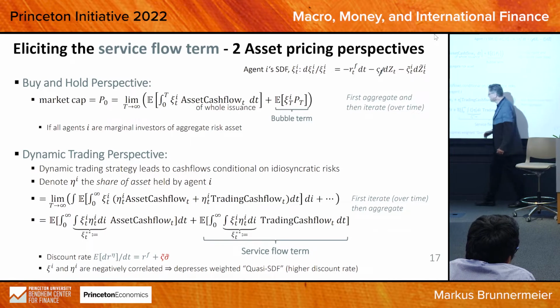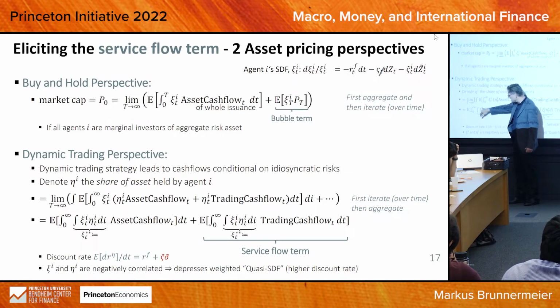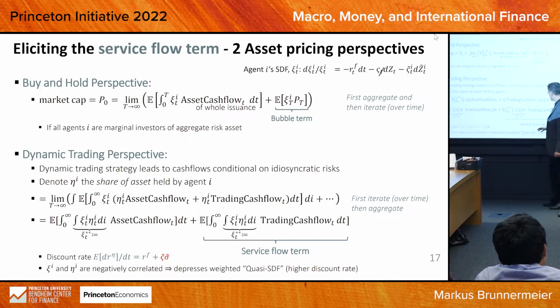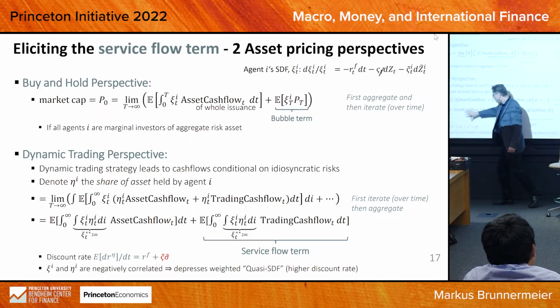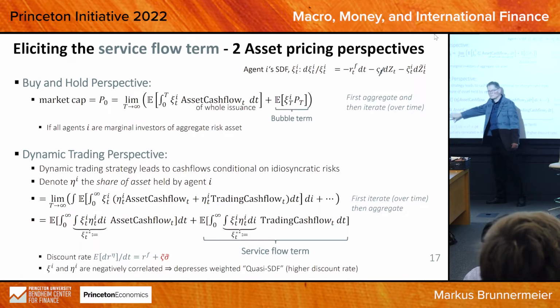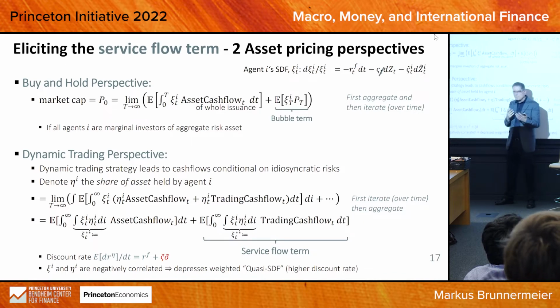It adds up to the same thing, but now something pops up. That's the SDF of this individual agent i times the share of this agent i, integrated over all the agents i. I call this my C double star. And that's a standard asset pricing equation. Now I have these asset cash flows and these trading cash flows just discounted with this C double star. I just labeled this C double star, and this was my R double star in the earlier slide.